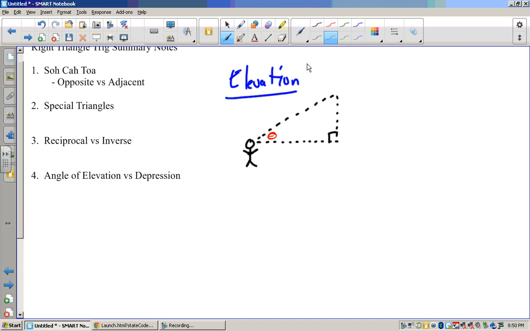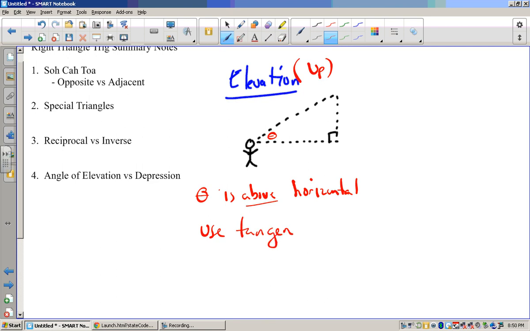Elevation, remember up, right? And look where theta is. It's above the horizontal. So your angle, theta, is above the horizontal part. That's very important. And we're going to use tangent. 99.9% of the time, you use tangent because you'll have the distance from yourself to the object and then the height of the object. Just keep that in mind. You might use something else, but more times than not, you're going to use tangent.